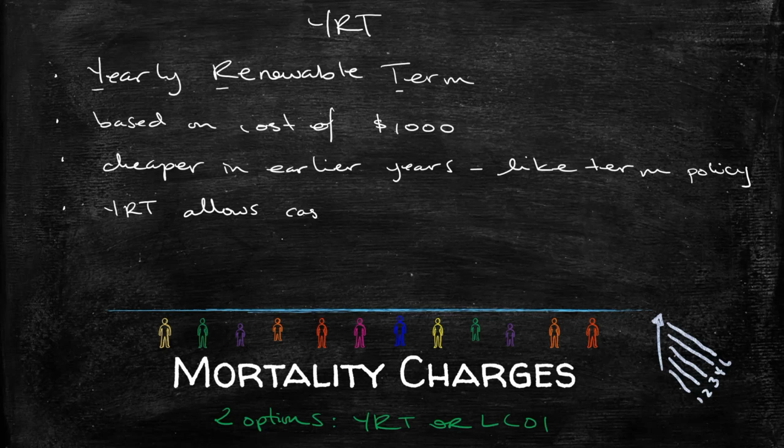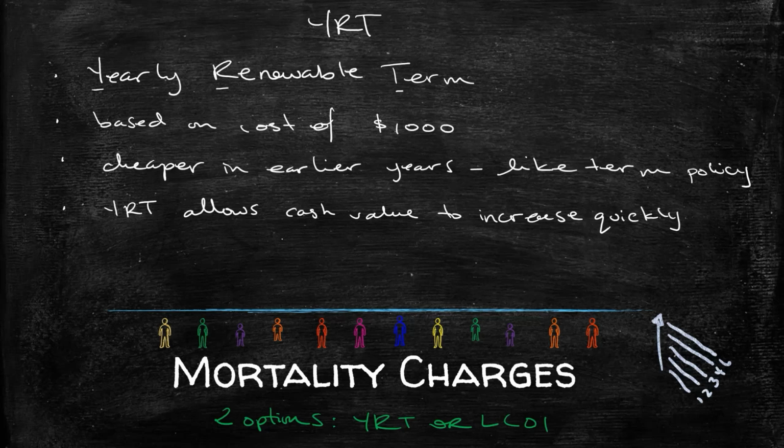YRT lets the cash value increase quickly in the early years because, let's go back to that $50 example. If you're paying $50 for your policy and your YRT or your mortality charge is only $10, then the rest of that amount gets put into your investment account. Your investment account has an opportunity to grow much faster because there's more money being invested.